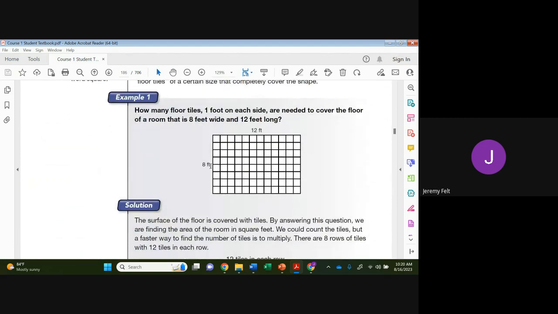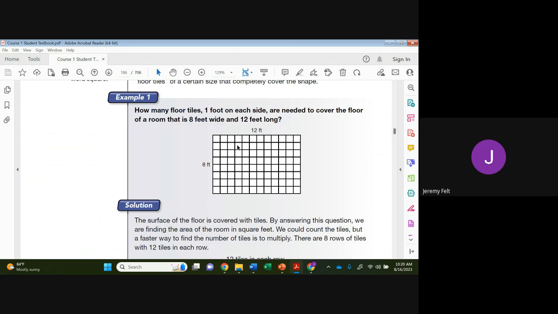Okay, so if we have this rectangle that is 8 feet wide and 12 feet long, again, length and width. Sometimes we call it base and height, like in a quadrilateral or in a parallelogram or even a triangle, we use the terms base and height. We can use that interchangeably. It's just with a rectangle, for whatever reason, we use length and width. So 8 feet wide, 12 feet long.